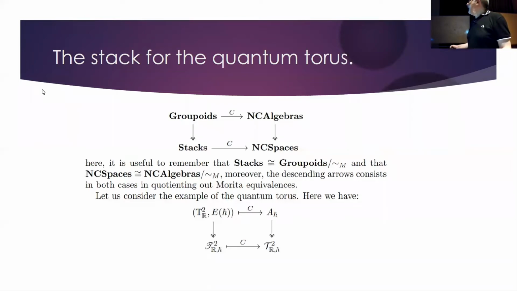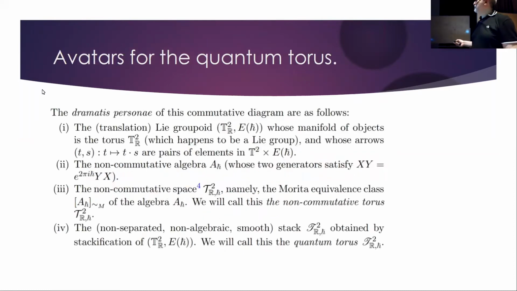And we have four avatars for the non-commutative torus. We have four avatars for the quantum torus. There is this action of the real line on the torus. Then there is this non-commutative algebra, typically for H irrational. Then there is this stack, the stackification, the quotient stack of this action on the torus. This is the object that we will use most often. And then we have the non-commutative space coming either from the algebra or from the stack. So these are the four avatars for the quantum torus.